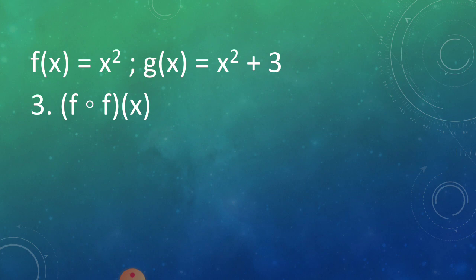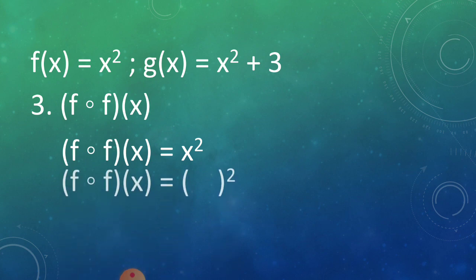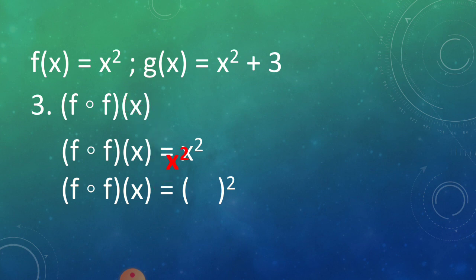Next is f composed with f of x. The function f must consist of the function f itself. So get the function f, which is x squared, then replace x with the function f. So that is now x squared squared. We have already solved that a while back. So that is x raised to 4.